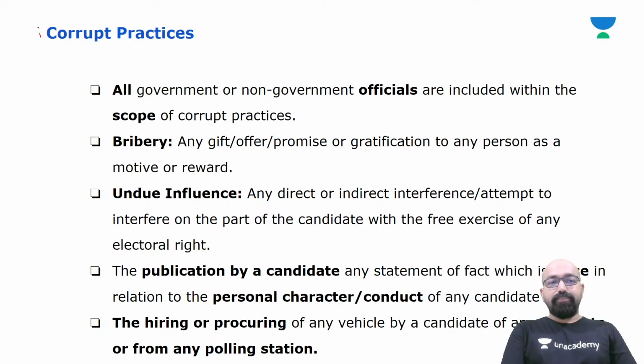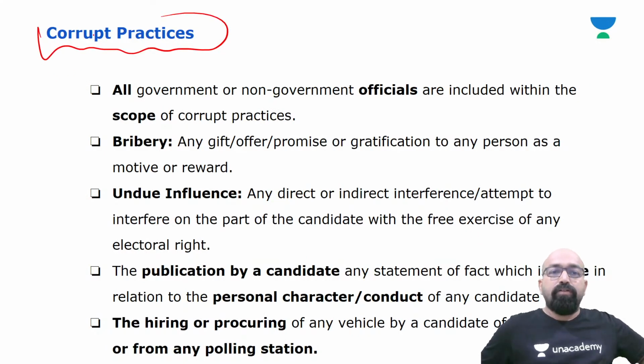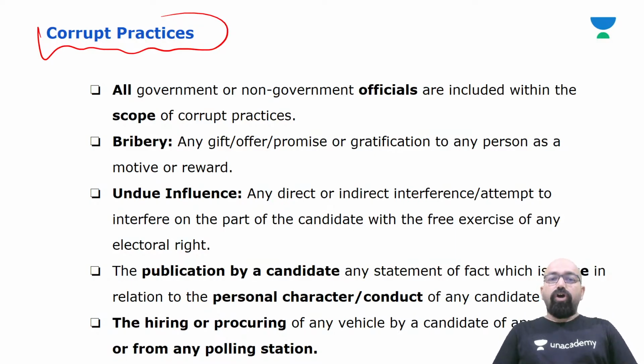Then, corrupt practices. All government or non-government officials are included within the scope of corrupt practices. Bribery: any gift, offer, promise or gratification to any person as a motive or reward. Undue influence: any direct or indirect interference, or attempt to interfere, on the part of a candidate with the free exercise of any electoral right.